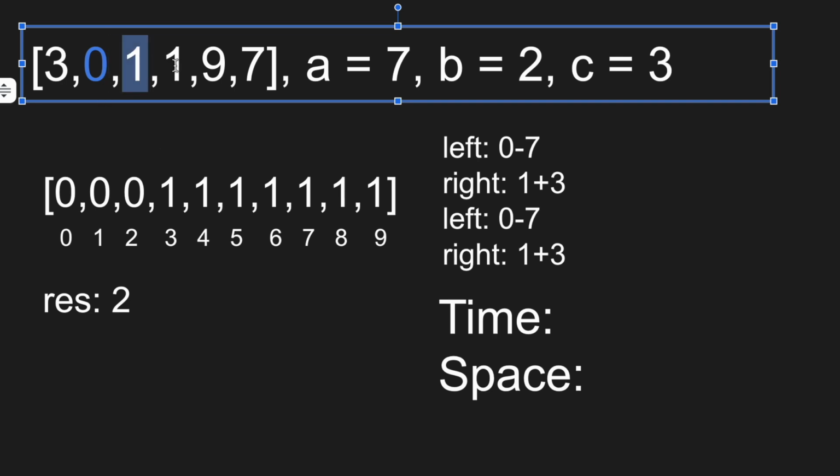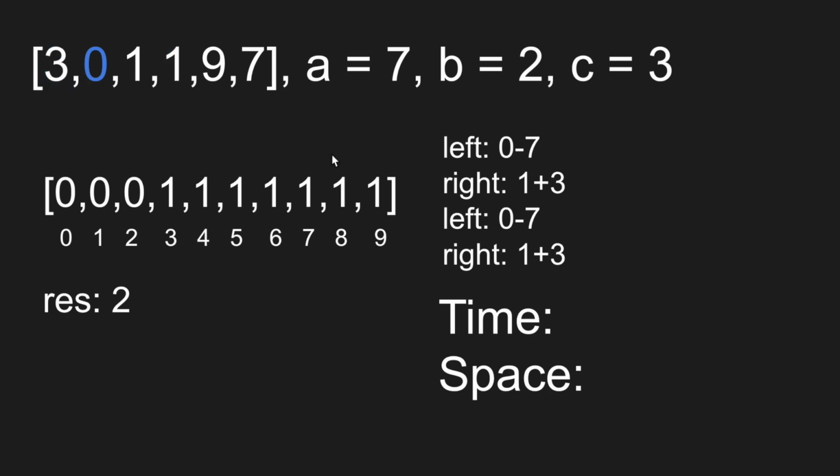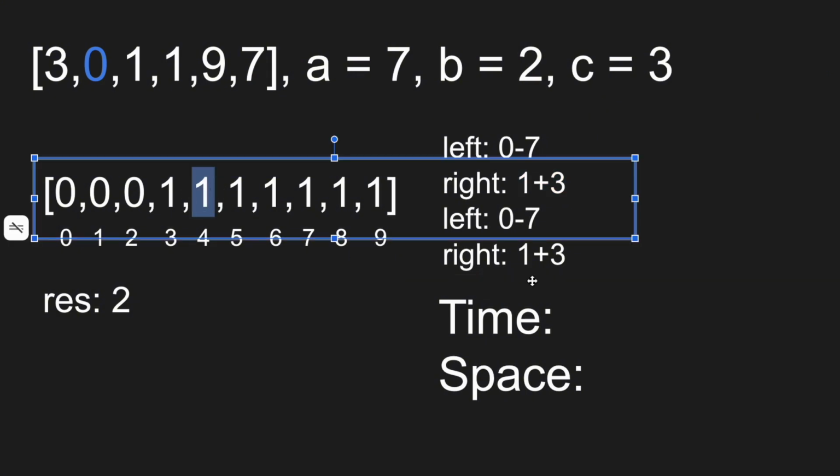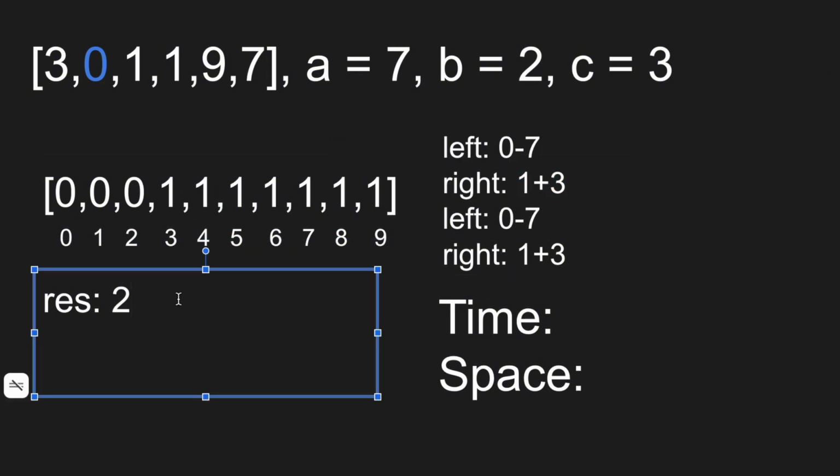So when k is 1 here, and when k is 1 here, and when I is 3, we realize that the right is 1 plus 3, which is 4. The left is 0 minus 7. So then we will just ignore the left and add what's on the array on the index 4. So they both equal to 1. We add them twice. So the result is 2.